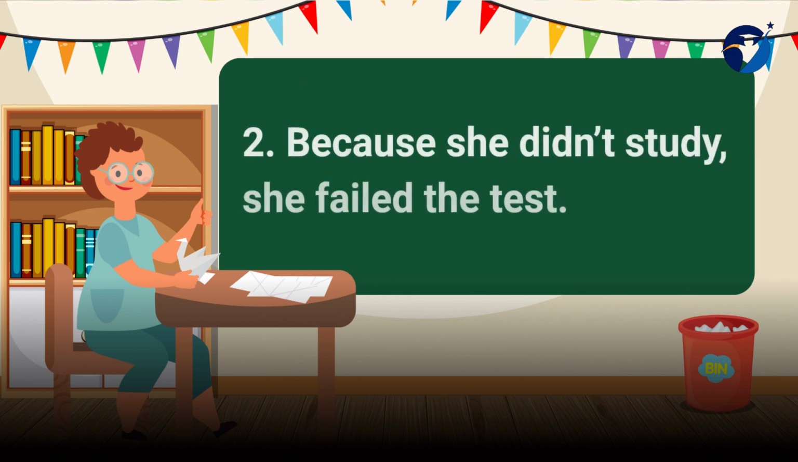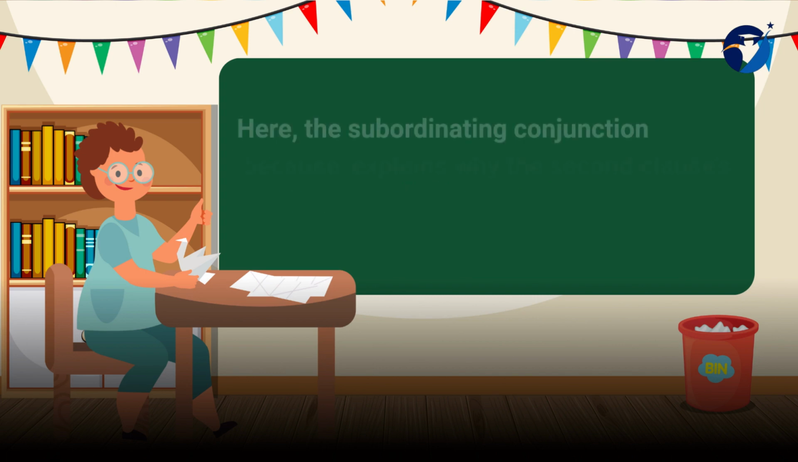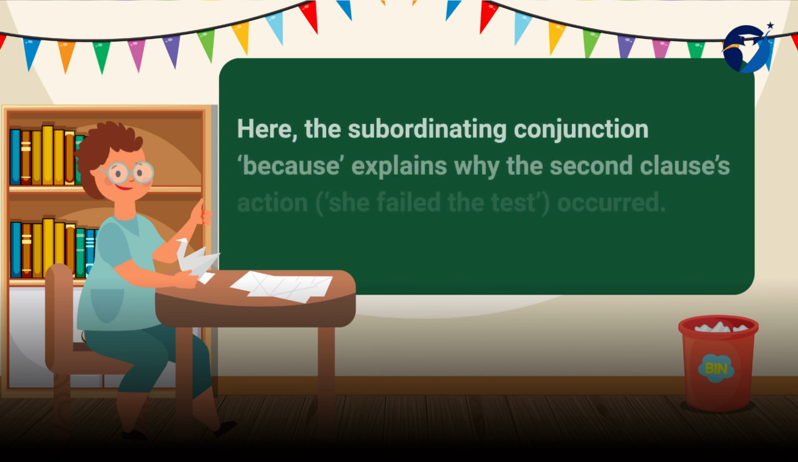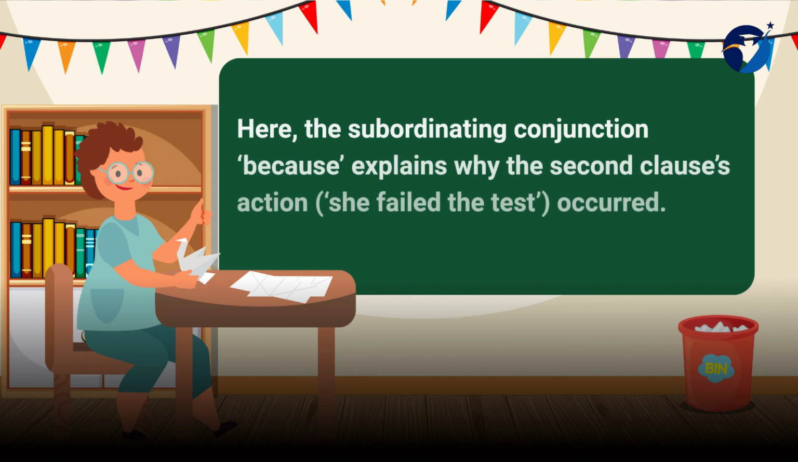2. Because she didn't study, she failed the test. Here, the subordinating conjunction, because, explains why the second clause's action, she failed the test, occurred.